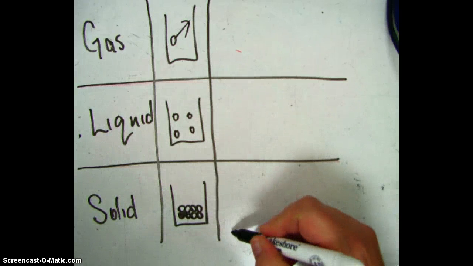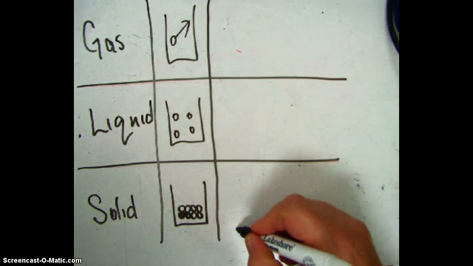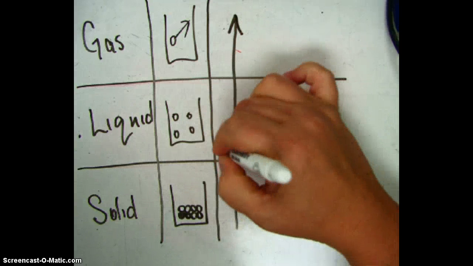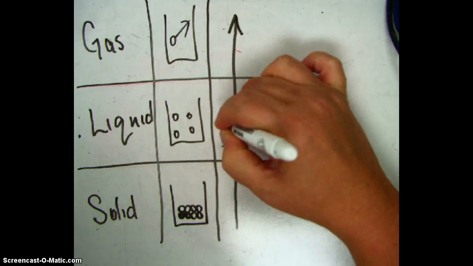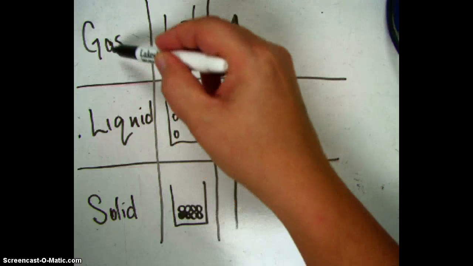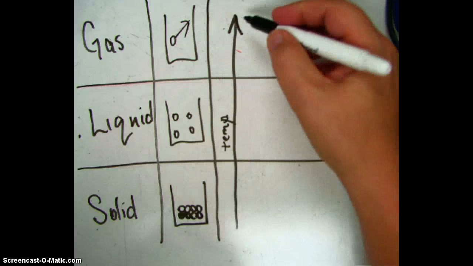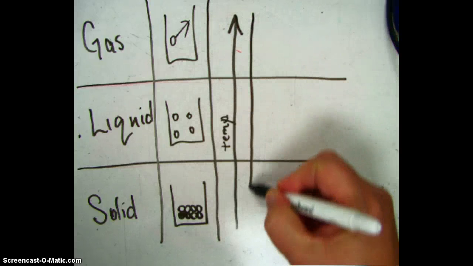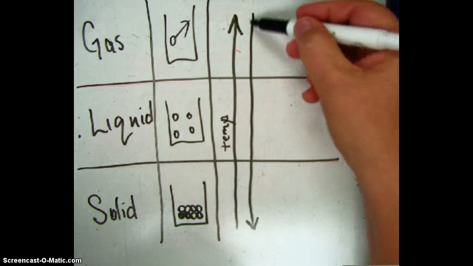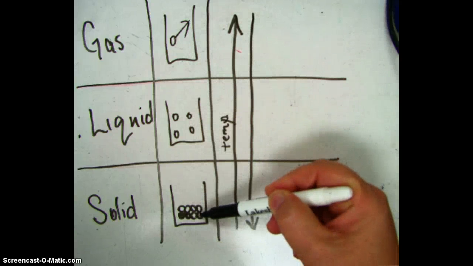And what we also need to remember is that as we go from a solid to a liquid to a gas, we must increase the temperature. So as temperature goes up, we get a phase change from solids to liquids to gas. Similarly, if we go from a gas to a liquid to a solid, we decrease the temperature. So as temperature goes down, we go from gas to liquid to solid.